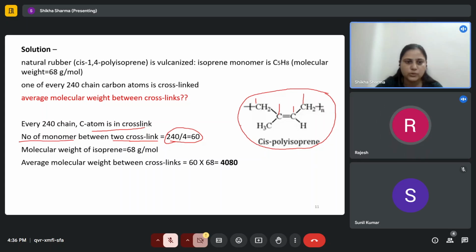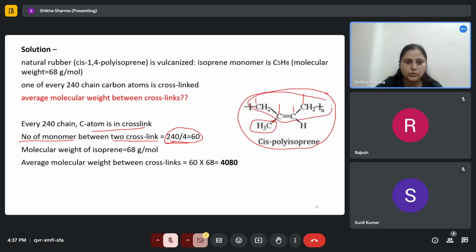So in this structure we can see that there are a total of five carbon atoms in the structure of the isoprene, but only four carbon atoms will participate in the cross linking. This carbon atom is not taking part in the linking, right? So we are dividing by 4, not by 5, because this carbon atom is not taking part in the cross linking. Only these four will take part.